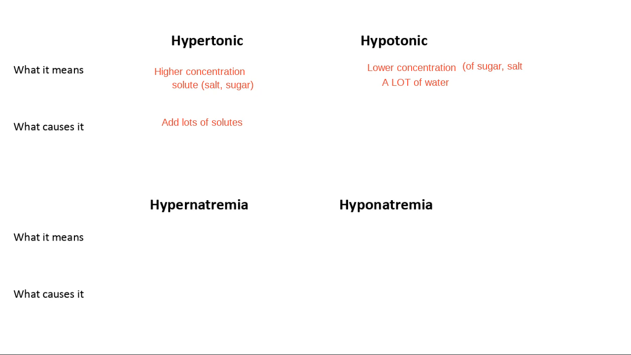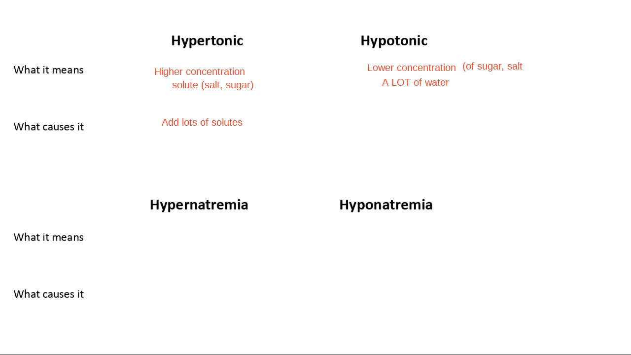Remember way back in unit number 1, when we were still figuring out this anatomy thing, right? We talked about sweet tea and how we can just keep adding and adding and adding sugar to it. We can make it really hypertonic with lots of sugar in it. That's the easiest way to make something hypertonic.